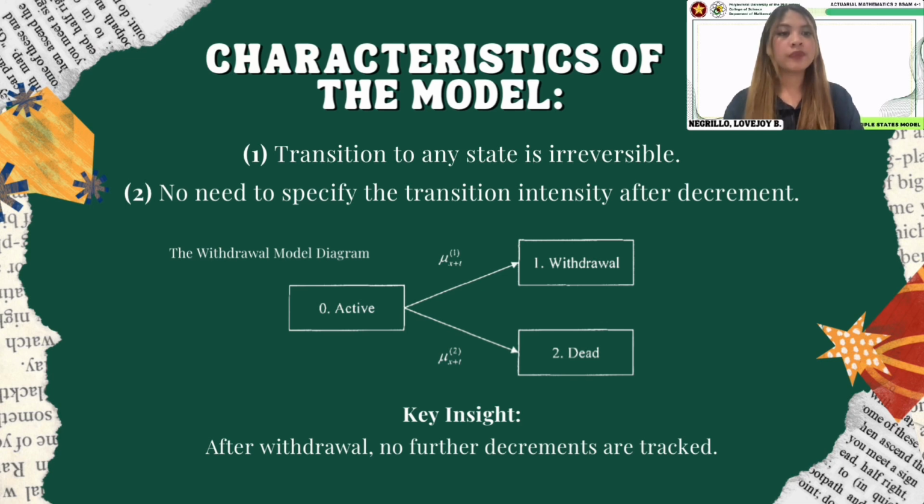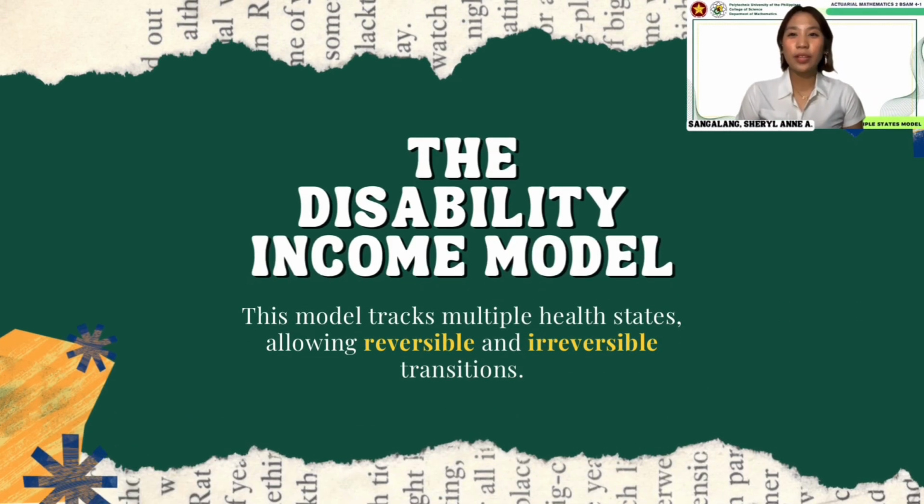Lastly, we have the withdrawal model diagram. Instead of tracking death due to different causes, this model tracks whether an individual withdraws from the system. Now let's talk about the disability income model. The disability income model examines scenarios where individuals can transition between multiple health states, particularly focusing on disability and recovery.